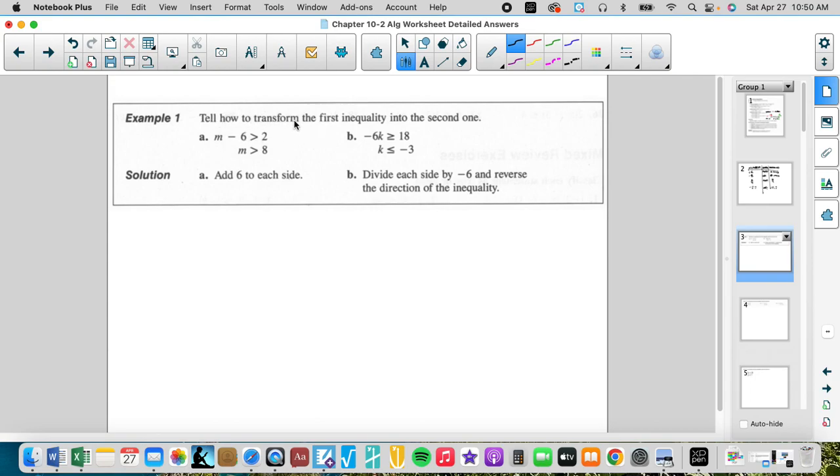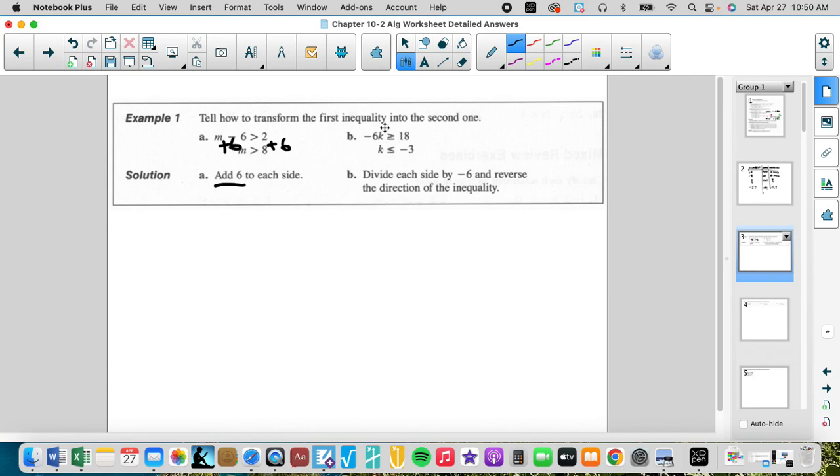Tell how to transform the first. So what do we do to go from this statement to this statement? What's missing? A negative 6. How do we get rid of a negative 6? We add 6, and if we do it to one side, we do it to the other. The 6 and negative 6 cancel, leaving m, the variable, is greater than, and because we added 6 to 2, we got 8.